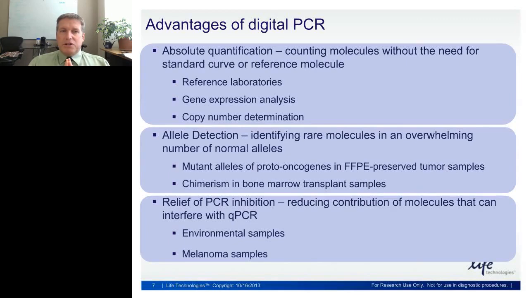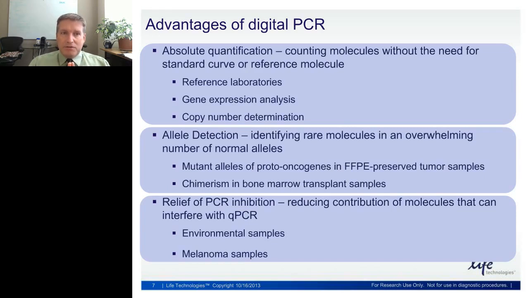So some of the advantages of digital PCR is that, first of all, it provides an absolute quantification. We are literally counting the number of molecules that are present in your sample, and this is without the need to do a standard curve or any kind of reference samples or assay. In other words, you don't have to calculate the delta CT relative to actin or GAPDH or something else. We're literally looking at the number of molecules of that particular target that are present on the chip. This is particularly useful for reference laboratories if you want to quantify nucleic acid standards.